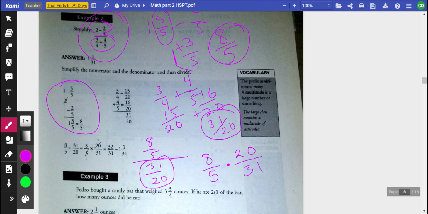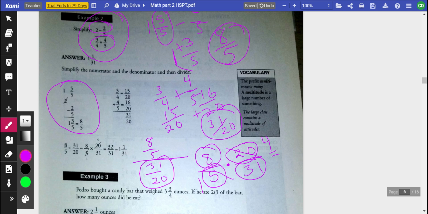So we're going to look for factors we can take out ahead of time. Is there a GCF between 8 and 31? No. So they're going to stay the way they are. Is there a GCF between 5 and 20? Yes, there sure is. It's 5, right? So 5 divided by 5 is 1, and 20 divided by 5 is 4. And then all I'm going to do is multiply straight across now because I already simplified.